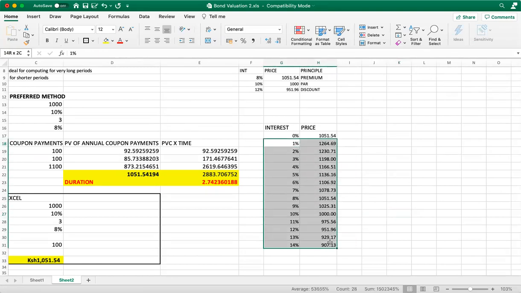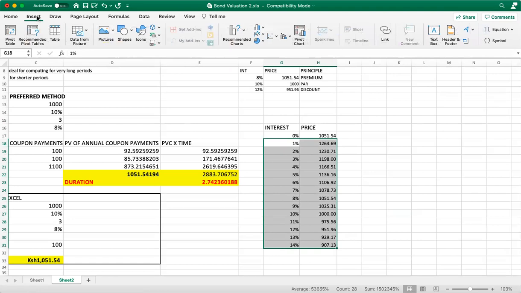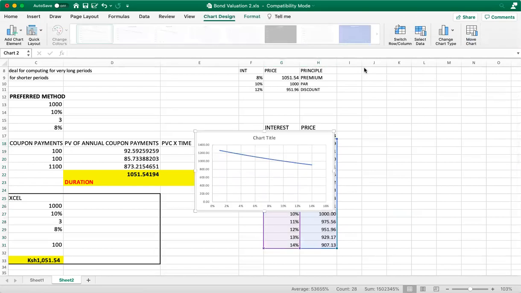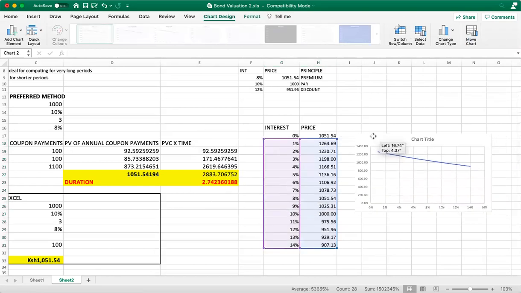So I come and highlight 1 to 14. That is the first step. Next step, I go to insert. The next thing you do is to look for charts. So insert and then you look for charts. The charts are here. I want XY scatter. So I'll pick this one, the smooth one. I say okay. And it gives me my graph.